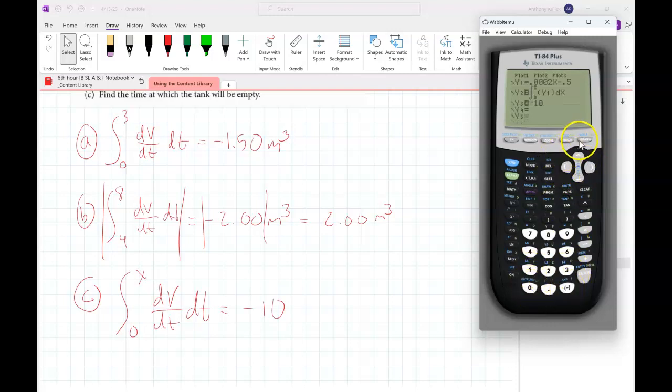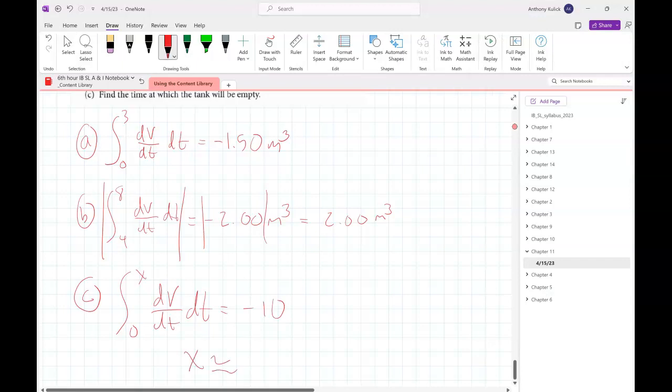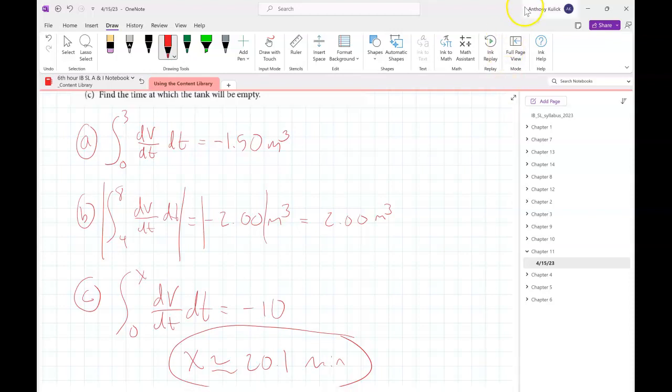I got excited about, ooh, can I get the calculator to graph this the way I wanted to? And there's my piece. So intersect, first curve, second curve, guess. And it's thinking. Yep, about 20.1. Oops, and those are minutes, because the t was in minutes. What do you guys think?